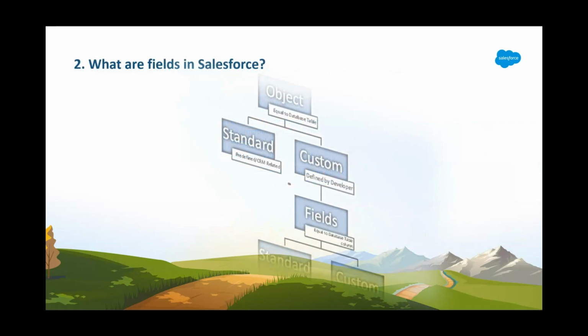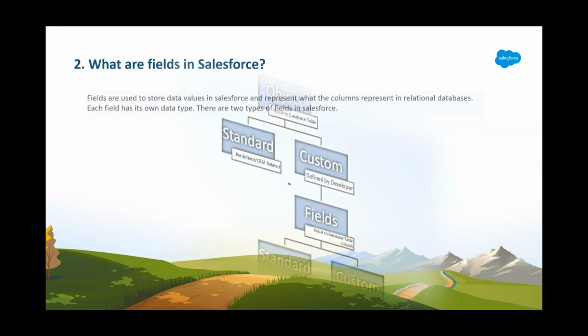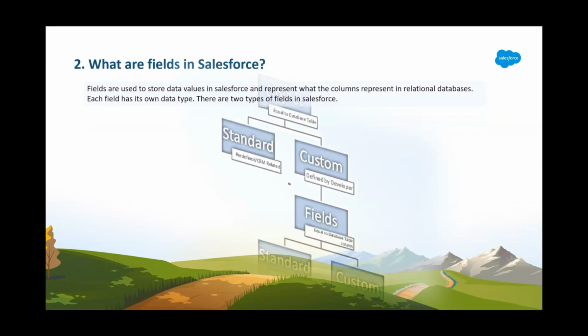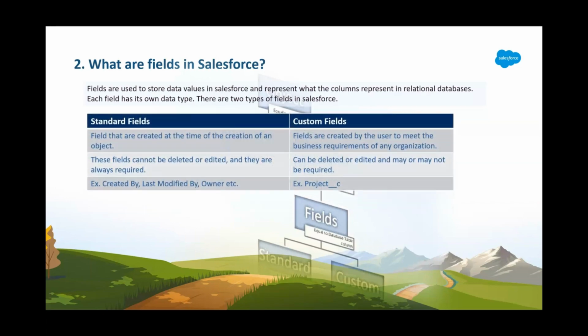Second question, what are fields in Salesforce? Fields are used to store data values in Salesforce and represent what a column represents in a relational database. Each field has its own data type. There are two types of fields in Salesforce. Standard fields, which are created at the time of creation of an object. Custom fields are created by users to meet the business requirement.